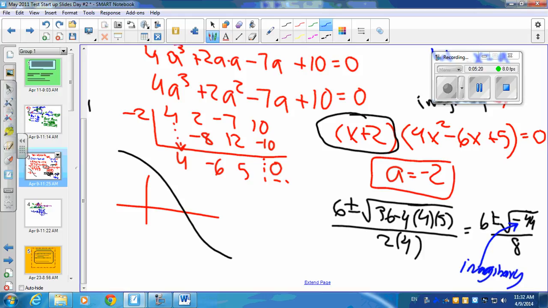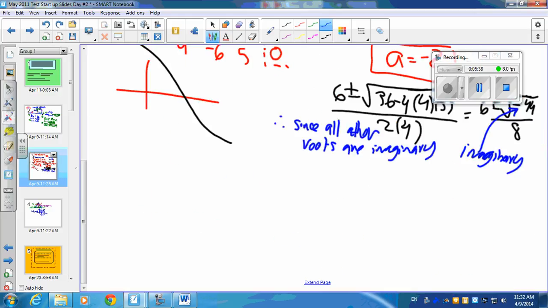This is going to be a single, what do they call it? Unique real solution. Therefore, since all other roots are imaginary, then a equal to negative 2 gives a unique root.